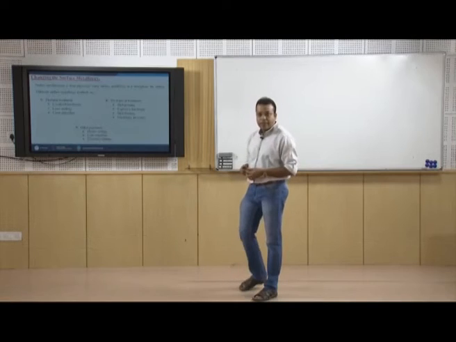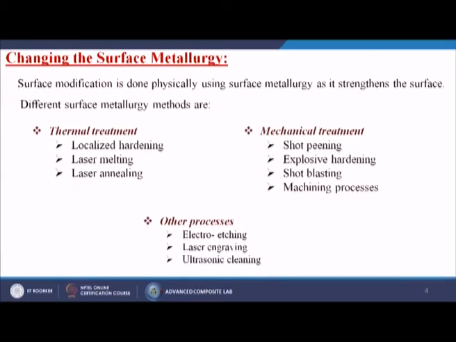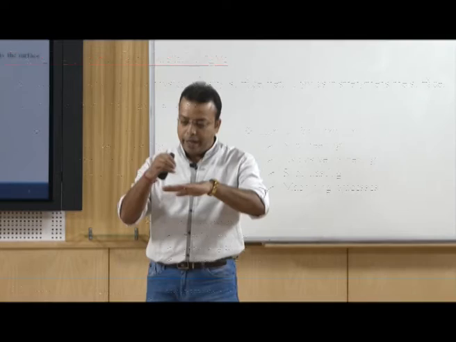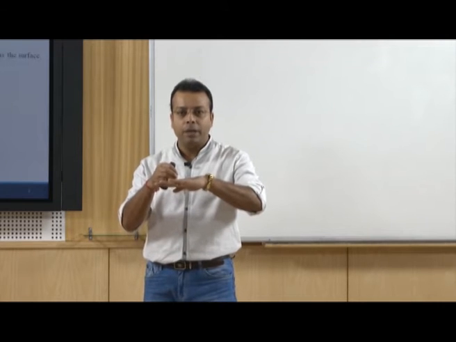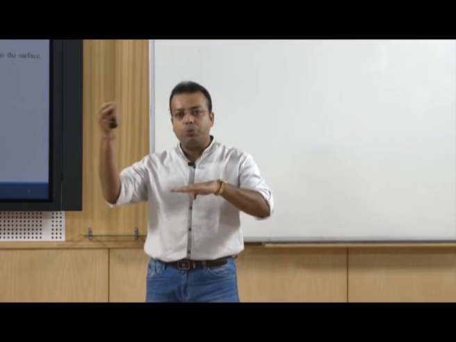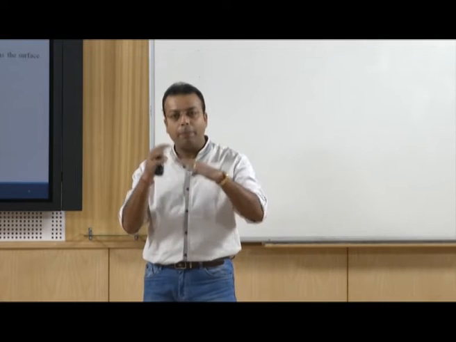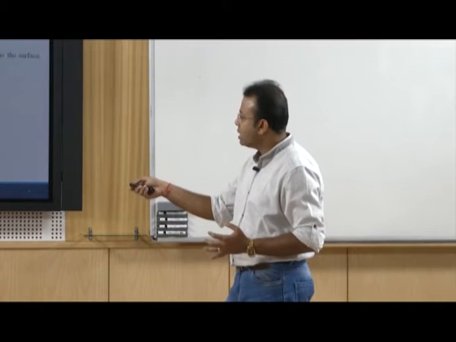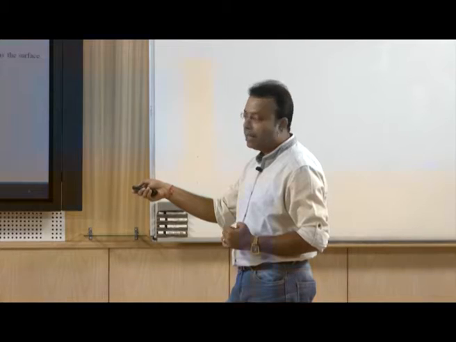Next, changing the surface metallurgy. Surface modification is done physically using surface metallurgy as it strengthens the surface. Different surface metallurgy methods are thermal treatment, mechanical treatment and other processes. In thermal treatment, we have localized hardening, laser melting and laser annealing. Simply, on the surface we are giving thermal energy. There are various ways by which we can give the thermal energy, so depending upon the way, we classify it as localized hardening, laser melting or laser annealing.